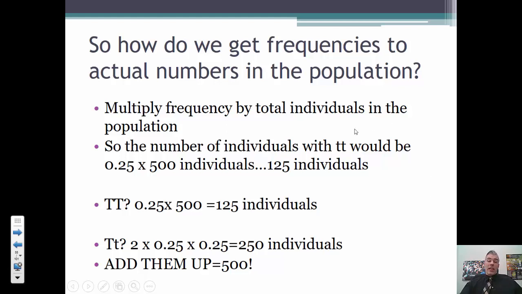So collectively, if you add up the number of homozygous recessive, homozygous dominant, and heterozygous individuals, which are the only 3 conditions we can have if there's only 2 alleles here, you get a total of 500 individuals, back to the original total number of individuals we had at the beginning.